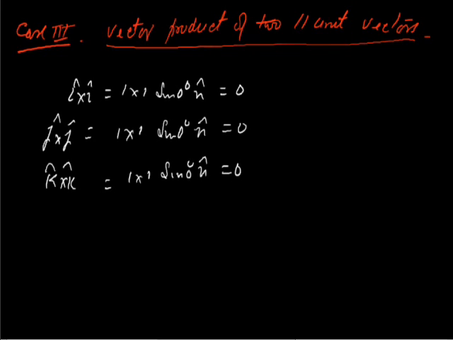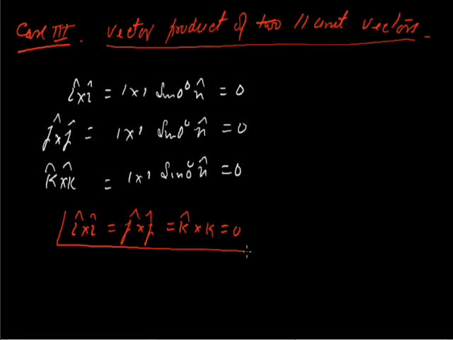Or we can also write i cross i, j cross j, and k cross k are all 0. You have remembered that i dot i, j dot j, and k dot k, what was the value of this? That was 1. But here i cross i, j cross j, k cross k is 0.